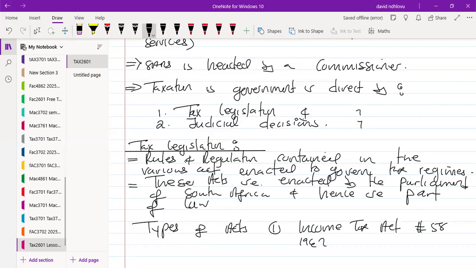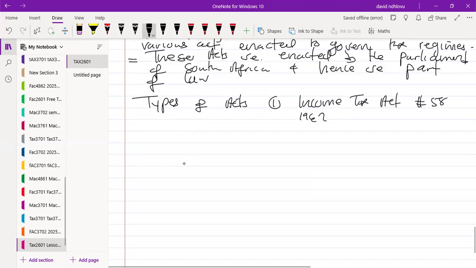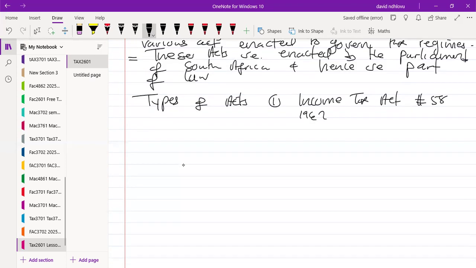So there are different types of acts that we have, and these acts are actually addressing a different type of tax all the time. A different classification of tax will be governed by its own act. I want to check that this one we should get right, the Income Tax Act, because this is our main act. In this module, we deal with the Income Tax Act only. Right, so I got it correct. It's the Income Tax Act 58 of 1962.